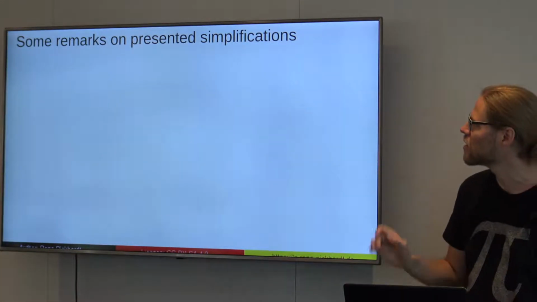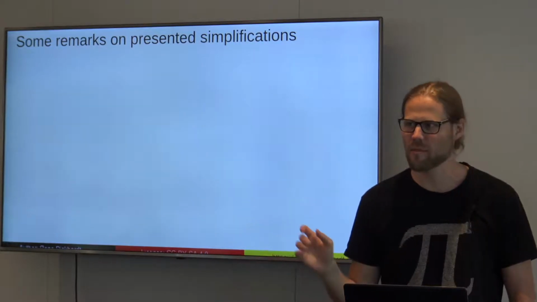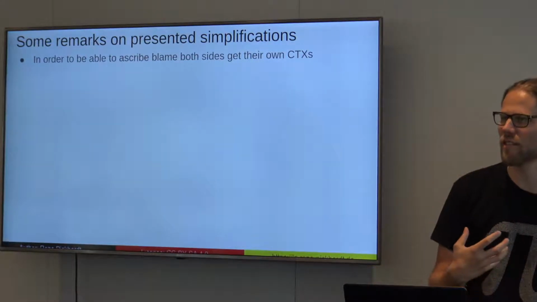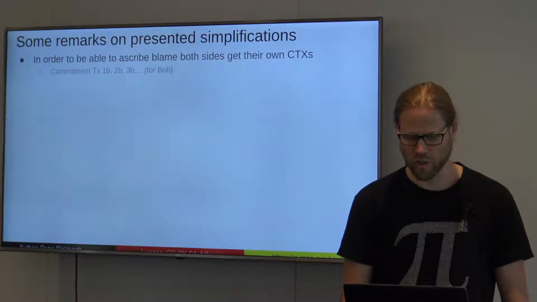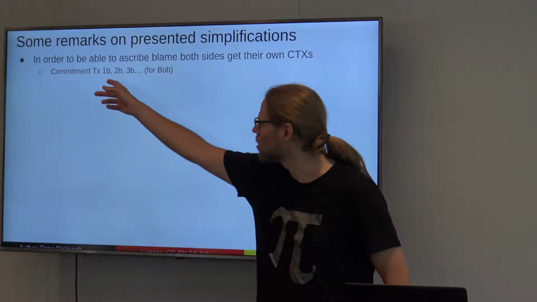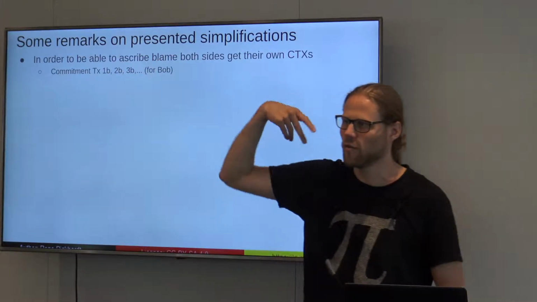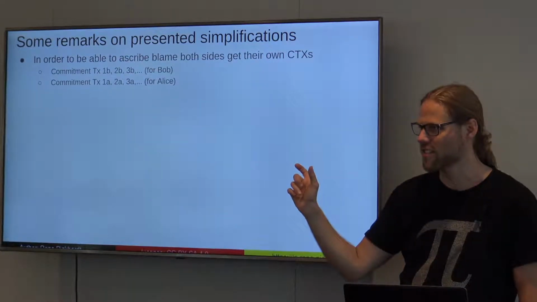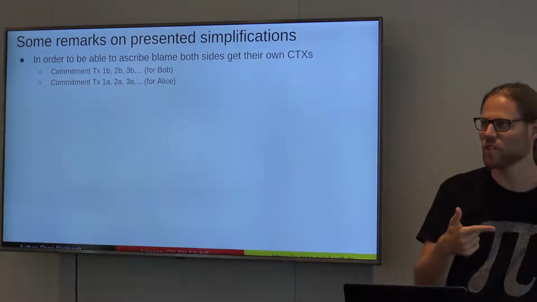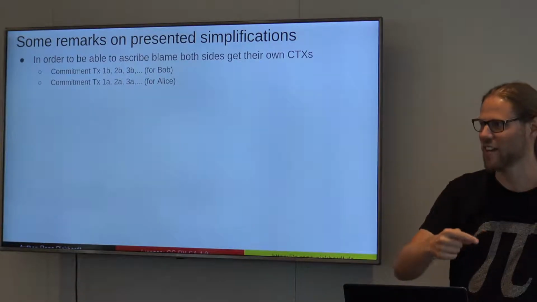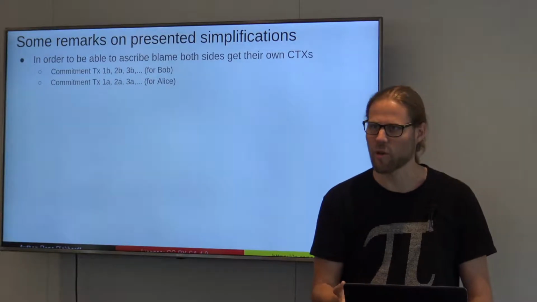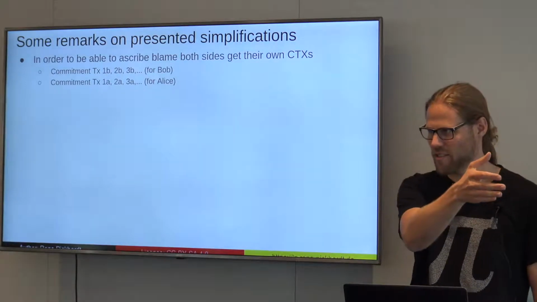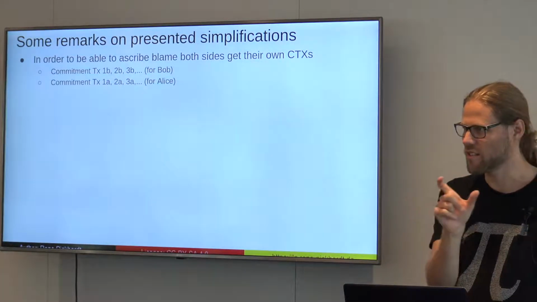So some remarks on the presented simplifications, because there were still some simplifications in this. In order to be able to ascribe blame, both sides get their own commitment transactions. So, as you saw, I called the commitment transactions 1B, 2B, 3B for Bob. And basically, in a symmetrical way, there's commitment transactions for Alice, only that the revocable sequence maturity contract now is for Alice's output, right? So Alice's output is time locked there. And then, of course, if one of these commitment transactions is being broadcast, the other person sees, oh yeah, it's theirs and not mine. Right? And also the revocation key is a different one then.